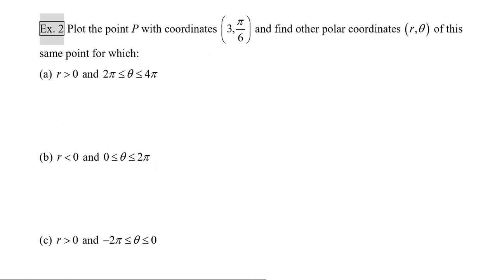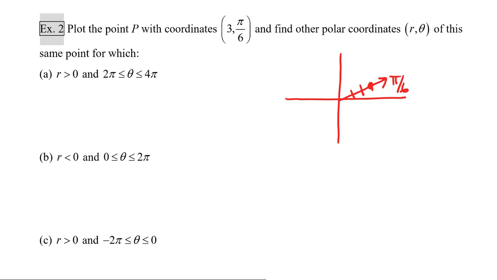Example 2, plot the point P with coordinates 3 and pi over 6 and find other polar coordinates r, theta of this same point which meet the following conditions. So we'll start by graphing the point 3, pi over 6. So pi over 6 is the small angle in quadrant 1, and I'll go 1, 2, 3 units.